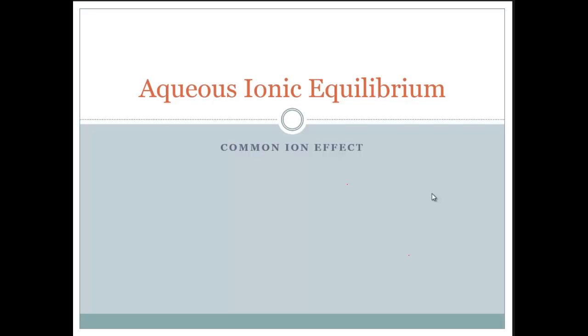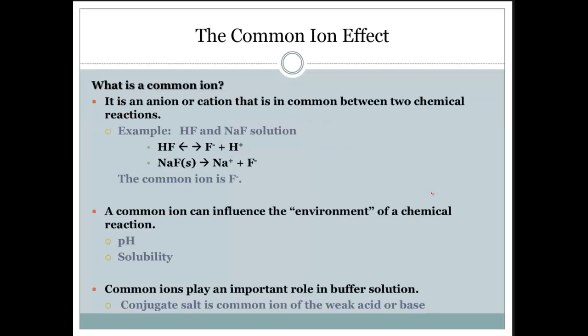In this tutorial, we will be discussing the common ion effect. So what is the common ion effect? It is an anion or cation that is common between the two chemical reactions. For example, HF and NaF both have the fluorine in common.